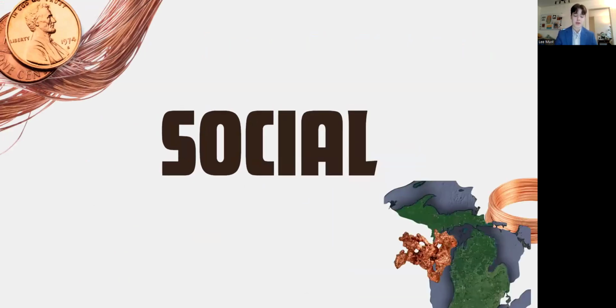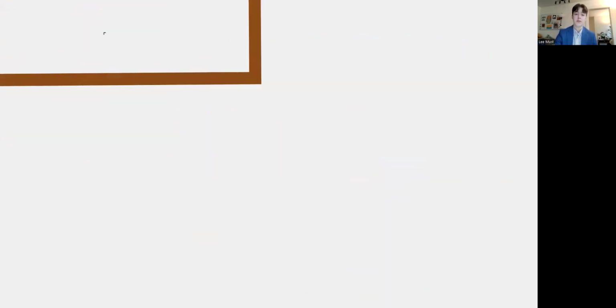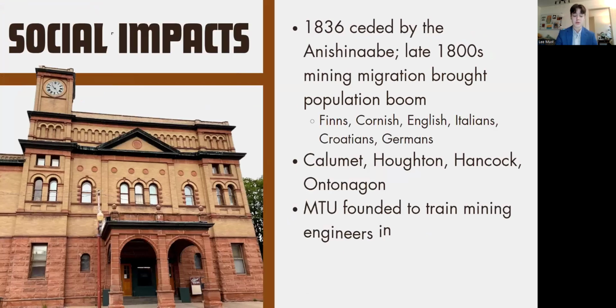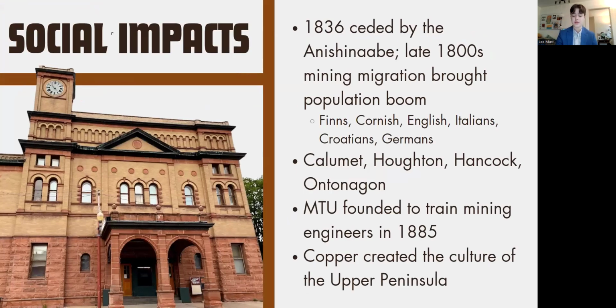Now the social implications of copper. Returning back to Michigan specifically, the social impact of copper mining on the UP is extreme. The UP as we know it today would not exist without copper. Copper's importance was known by the first people to ever mine it back in 5000 BCE, and since then, until 1836, the region was inhabited by the Anishinaabe people.